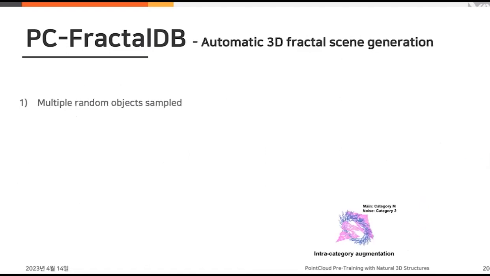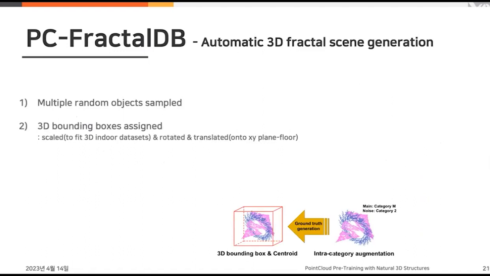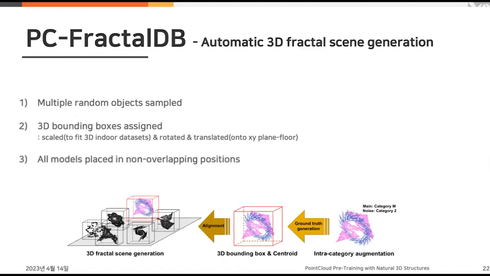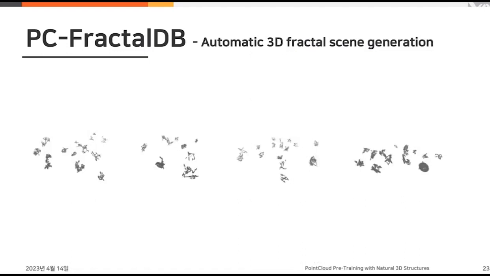And lastly, it's time we generate a scene with all the models we created. First, multiple random objects are sampled. And second, bounding boxes for each fractal model are assigned and go through a sequence of transformations for better representation of the natural world, for example, scale, rotation, and translation. And then finally, all these processed models are placed in non-overlapping positions. Then done. These are the final results after going through every step we've been through.